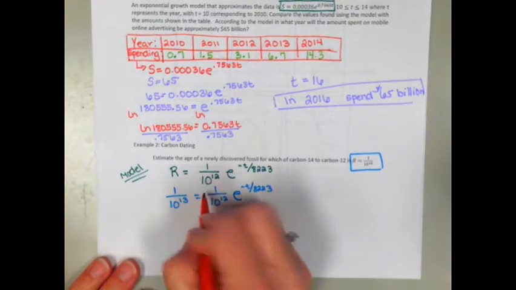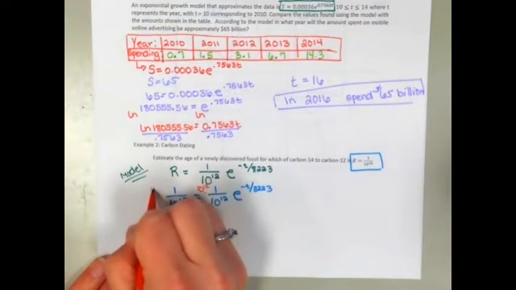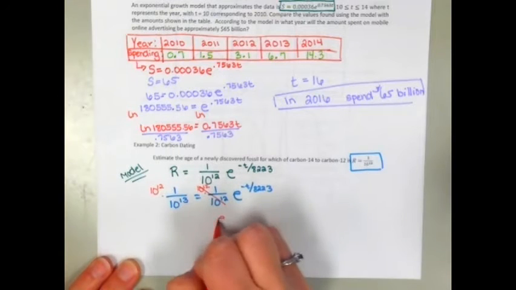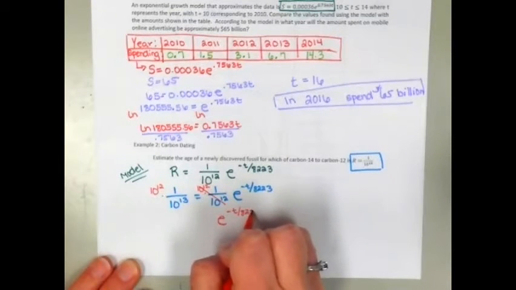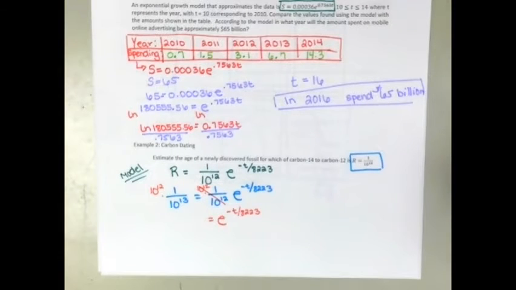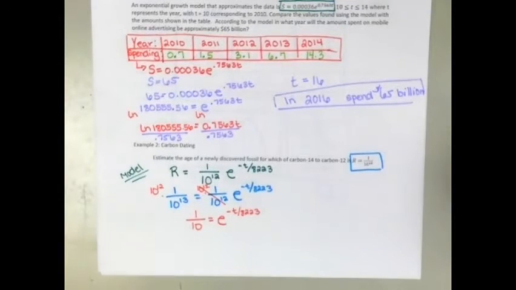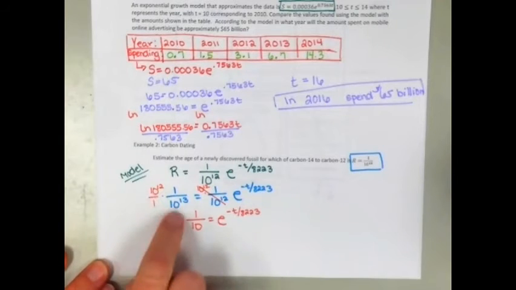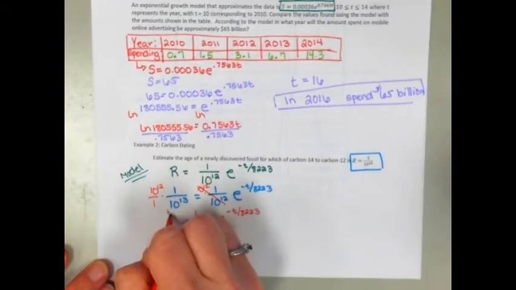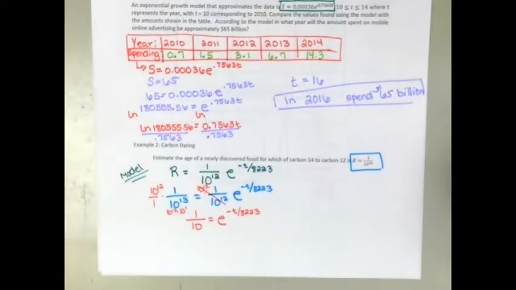Multiply by 10 to the 12th. So those cancel, and I have e to the negative t over 8,223 equals, what's 10 to the 12th times 1 over 10 to the 13th? 1 over 10. Why? Because can't I cross out 10 to the 12th? Because 10 to the 13th is 10 to the 12th times 10 to the 1st. And wouldn't those cross out? Yeah. All right.